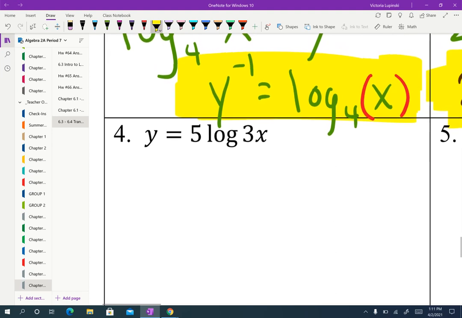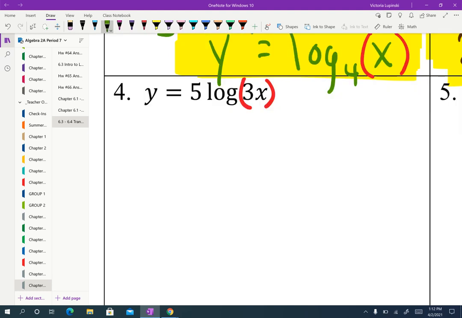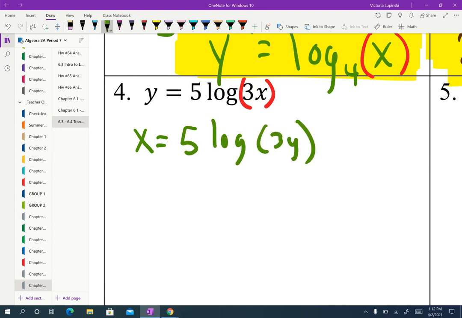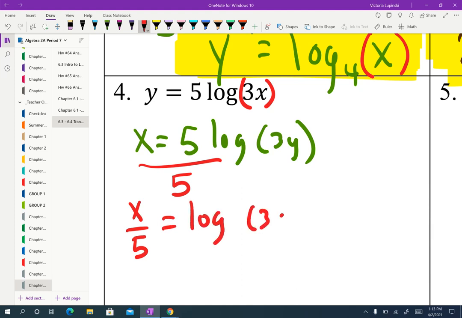So in number 4, you might want to note that if there were parentheses, they would be around this 3x. So you do technically have to keep that 3 and that x together. Since it's already a y equals, I'm going to go ahead and switch the x and y. So x equals 5 times the log of 3y. Then before I go to do the loop, there's actually a couple things that are in my way. The first idea here is I have to divide by 5. So if you divide x by 5, you're going to get x over 5 equals the log of 3y.